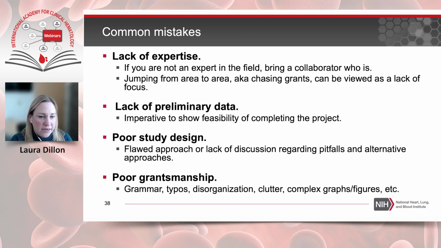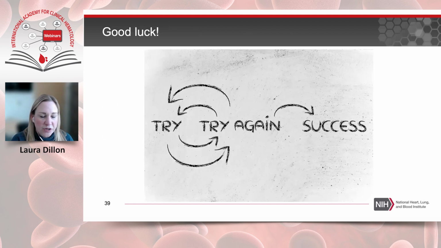Next is poor study design. This could be a flawed approach or a lack of discussion regarding pitfalls or other alternative approaches. And finally, poor grantsmanship. This can be anything from grammar, typos, disorganization, clutter, complex graphs or figures. So you really want to make your grant look nice and read easily for the reviewer.